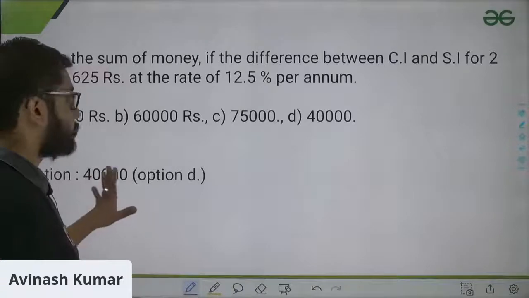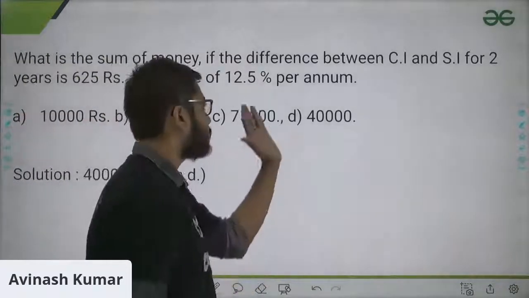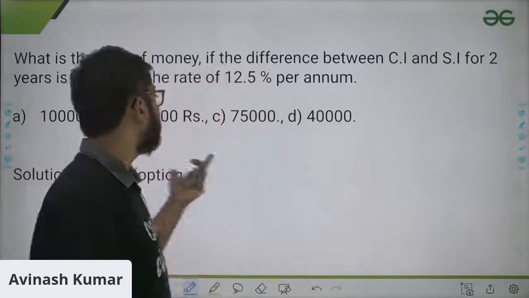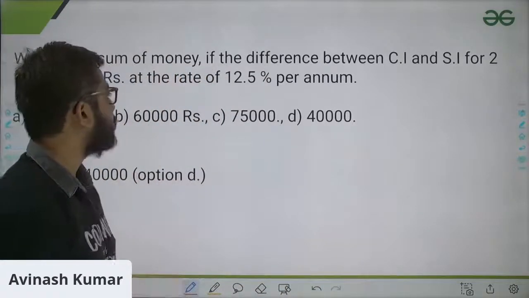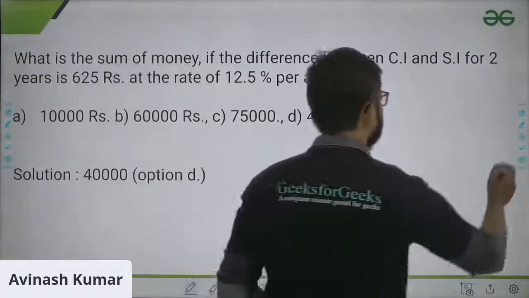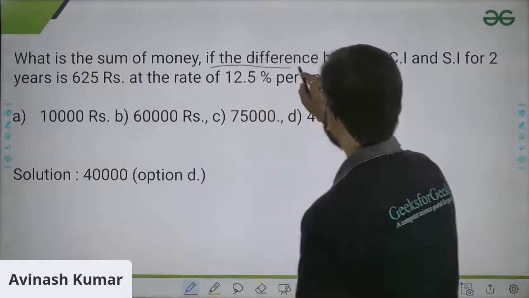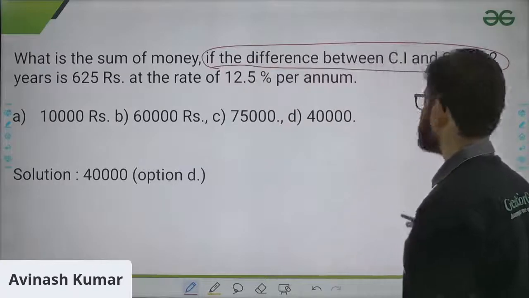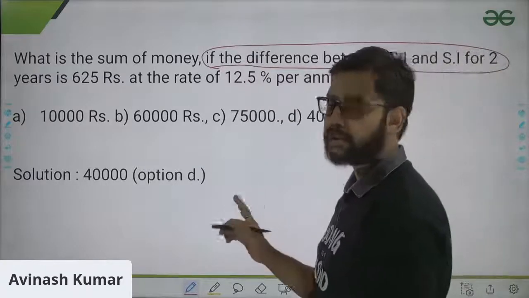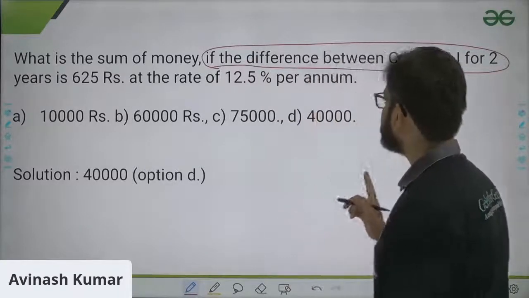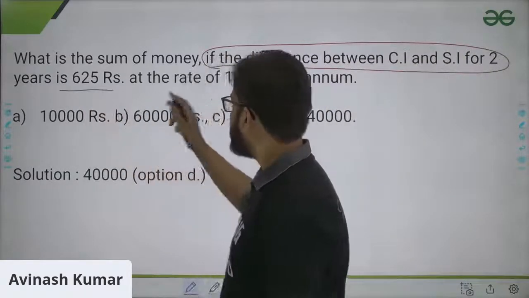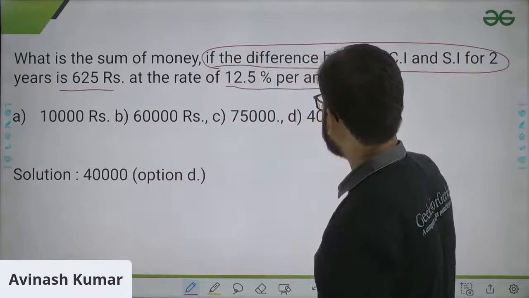Now this is also a very important question, because it's directly on the formula. They give you: what is the sum of money if the difference between CI and SI for 2 years. This is a very important line. We have two formulas for this: the first is for 2 years and another one is for 3 years. So what is the sum of money if the difference between CI and SI for 2 years is 625 rupees at the rate of 12.5% per annum?